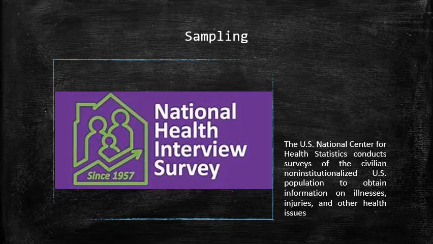For instance, the United States National Center for Health Statistics conducts surveys to obtain information on a variety of health issues. Data collection is done by a multi-stage probability sampling of approximately 42,000 households.